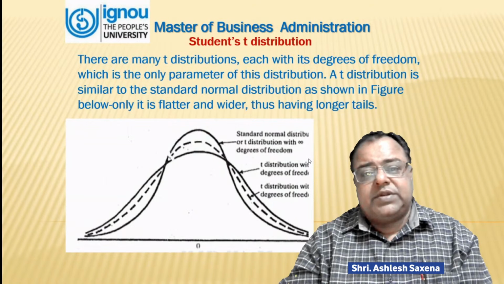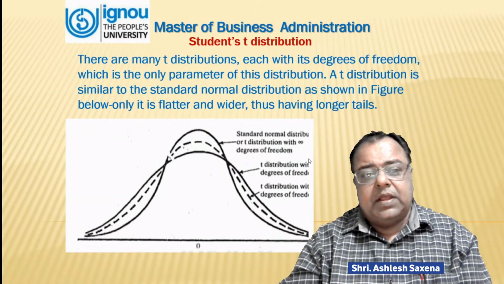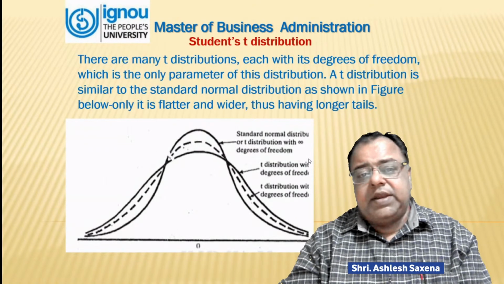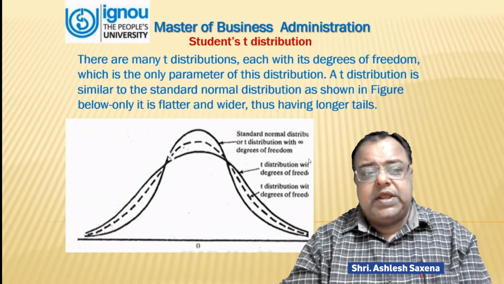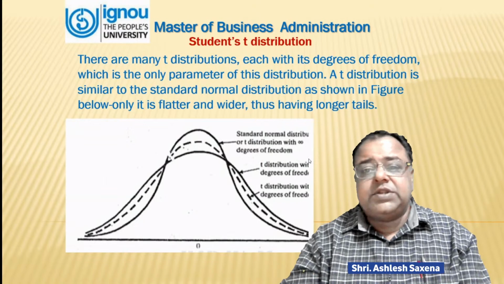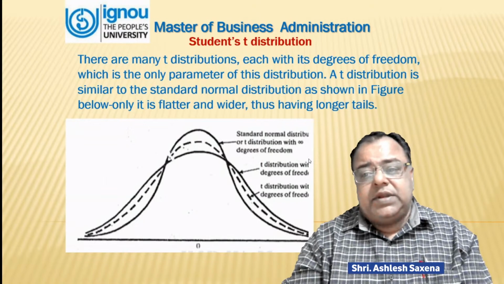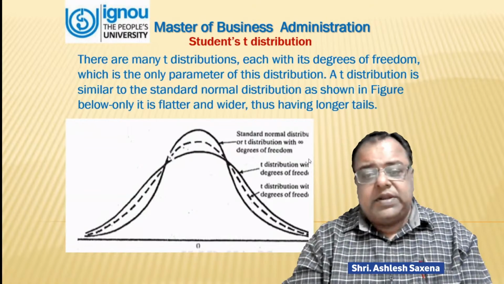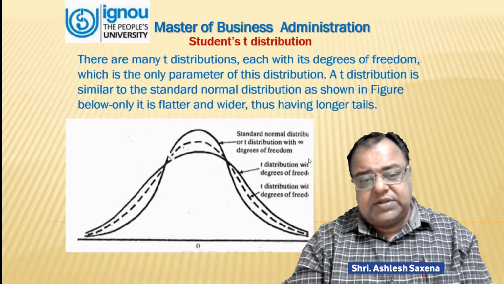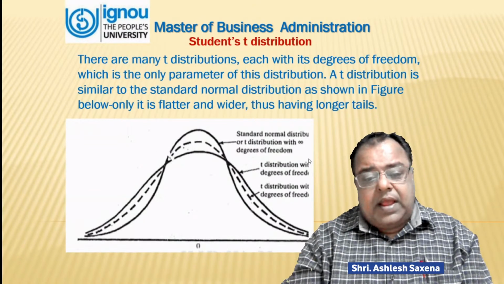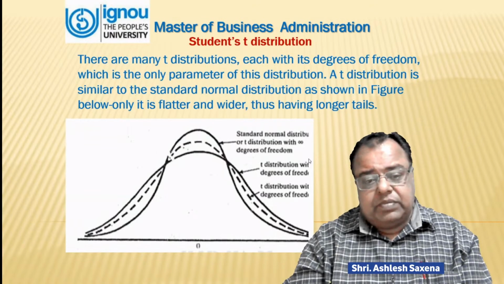That is today's t distribution. There are many t distributions, each with its degree of freedom, which is the only parameter of this distribution. A t distribution is similar to the standard normal distribution, as shown in the figure. It is flatter and wider, thus having long tails.